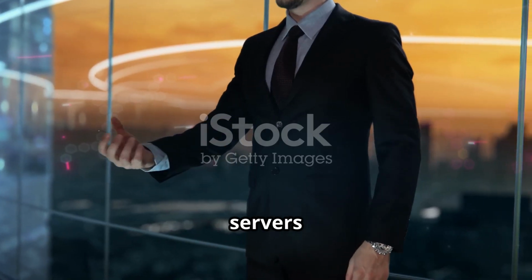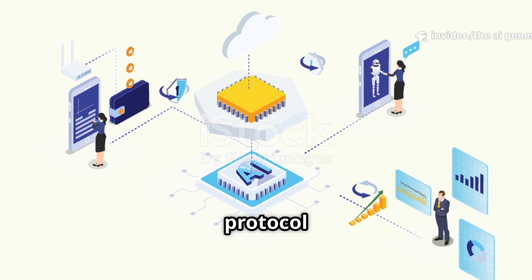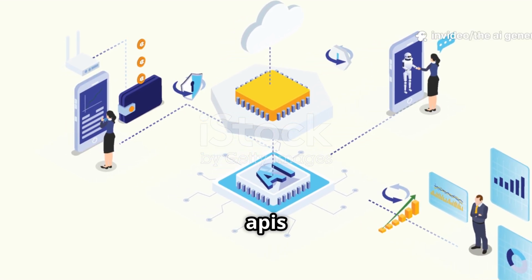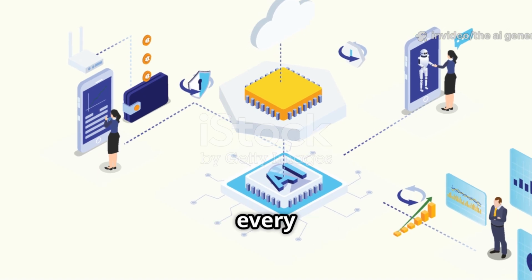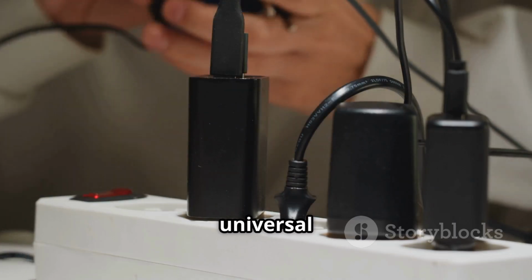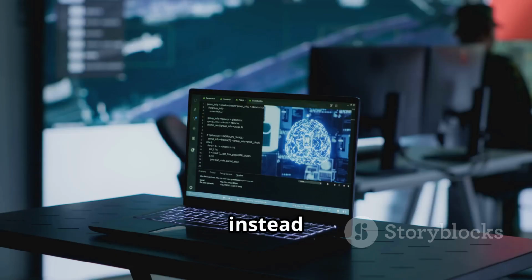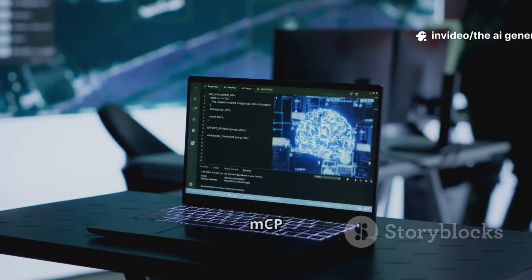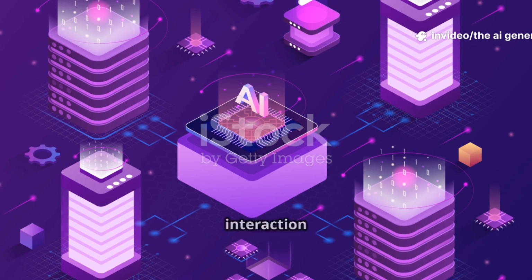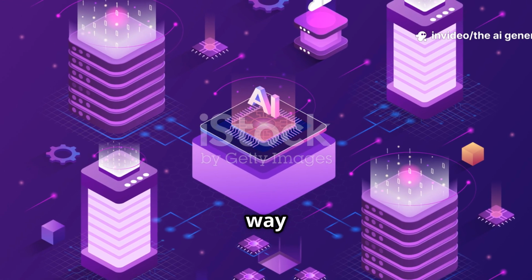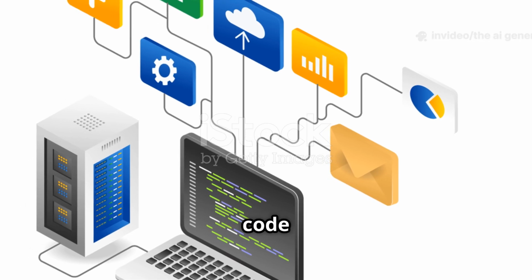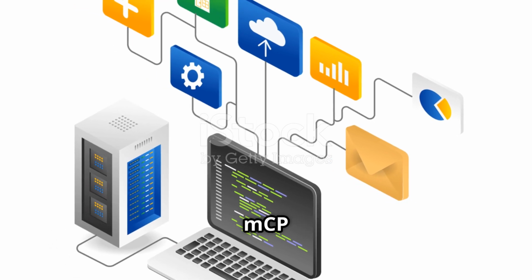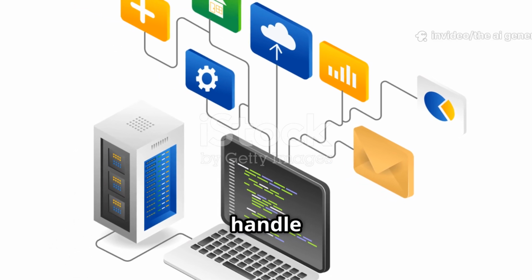What are MCP servers? MCP stands for Model Context Protocol, and it's a standardized system that lets AI agents connect to different APIs without needing custom integration every single time. Think of it like a universal adapter for AI communication. Instead of every AI agent needing handwritten rules for interacting with each API, MCP servers handle the entire interaction in a structured, reusable way. Instead of a developer writing separate code for Slack, Gmail, and databases, the AI agent simply connects to an MCP server, which already knows how to handle those APIs.